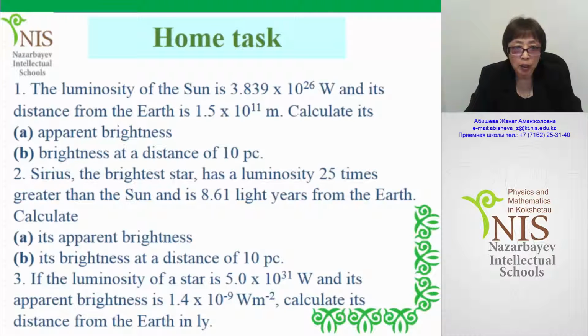Your home task. You must do 3 tasks. The first task, you calculate the apparent brightness of the Sun and its brightness at a distance of 10 parsec. The next task, you calculate the apparent brightness of Sirius and its brightness at a distance of 10 parsec. The third task, you calculate the distance from a star to the Earth in light years.